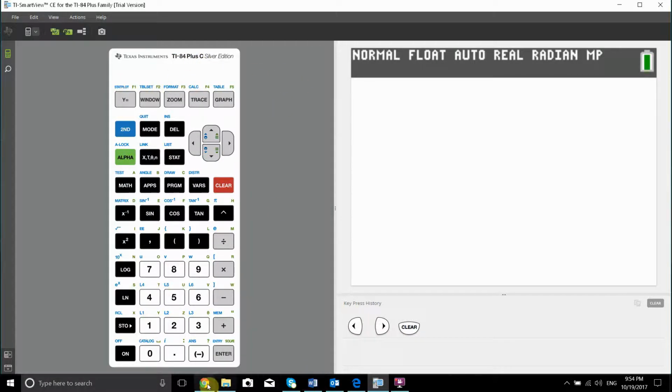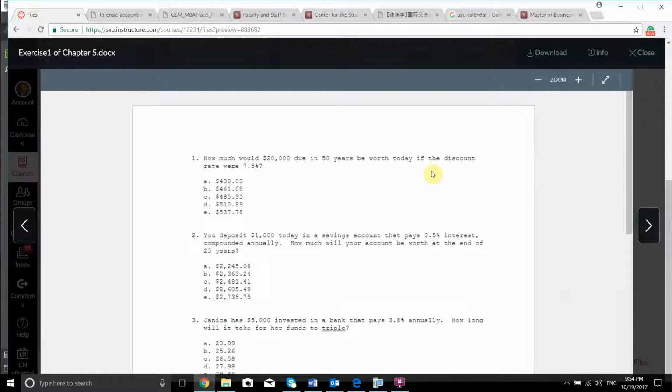Okay, so if we look at the exercise I posted on the Canvas, there are two files, and one is exercise 1 chapter 5 and another is exercise 2 of chapter 5. And we're going to go through them in class. And here, just for you guys to completely understand how to use a calculator, I do this recording.